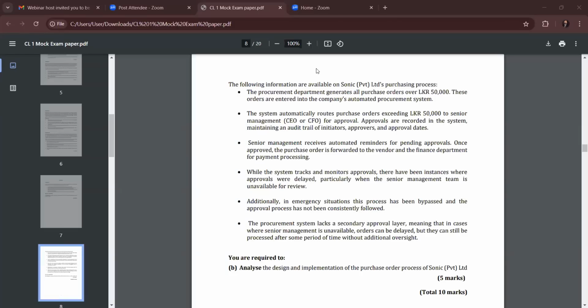The system automatically routes purchase orders exceeding 50,000 to senior management, CEO, CFO for approval. Approvals are recorded in the system, maintaining an audit trail of initiators, approvers, and approval dates. Purchase order raised, it is sent for approval. There is an audit trail. You can track who generated it, who approved it.